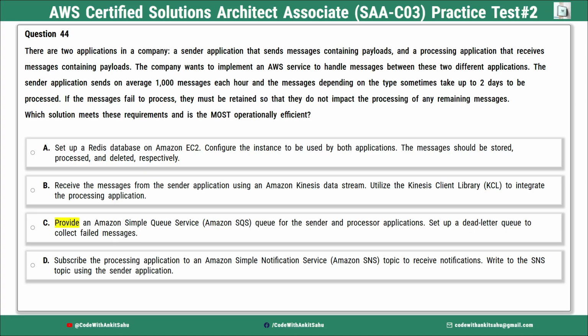Option C. Provide an Amazon Simple Queue Service, Amazon SQS, queue for the sender and processor applications. Set up a dead letter queue to collect failed messages. Option D. Subscribe the processing application to an Amazon Simple Notification Service, Amazon SNS, topic to receive notifications. Write to the SNS topic using the sender application.